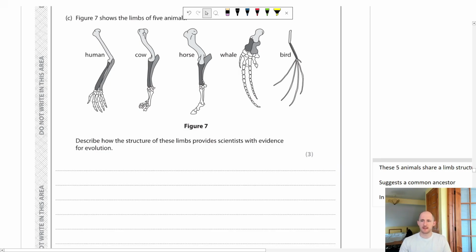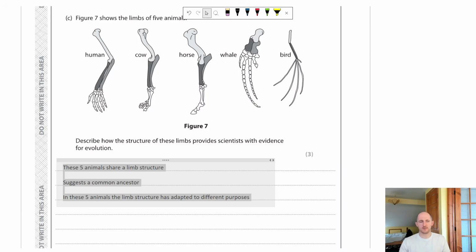Same with the whale's fins, although you do have more bones here. That's because when whales swim, you need to have more motion in the inner fluid. And then obviously a horse and a cow is more like a foot structure instead.